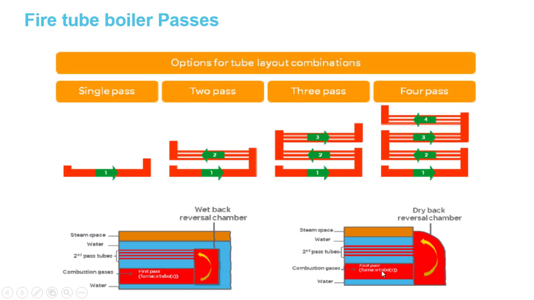Here this is the first pass. Here there is no water. The red color shows no water. So this is a dry back boiler. This is another type of classification: whether wet back or dry back is another way of classifying the boiler.